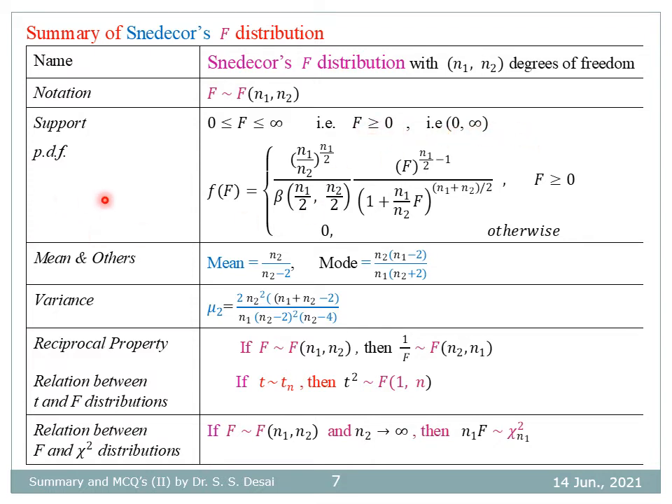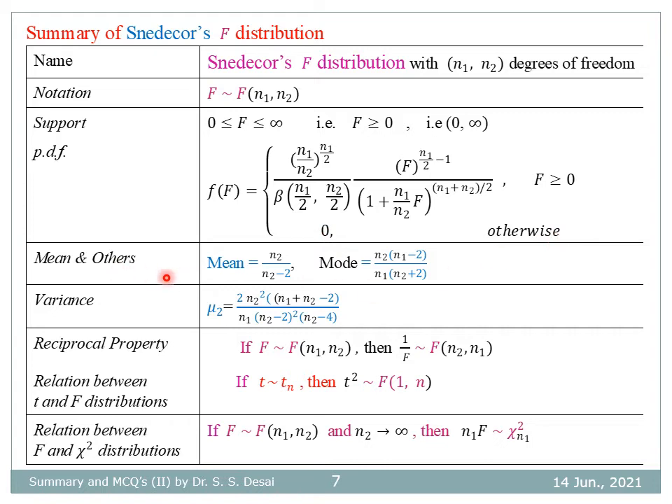The PDF of the F distribution is f of F, where F is a random variable, equal to 1 divided by beta of n1 by 2 comma n2 by 2, into n1 by n2 raised to n1 by 2, into f raised to n1 by 2 minus 1, divided by 1 plus n1 by n2 into f, all raised to n1 plus n2 divided by 2, when f is positive, greater than or equal to 0, and equal to 0 otherwise.